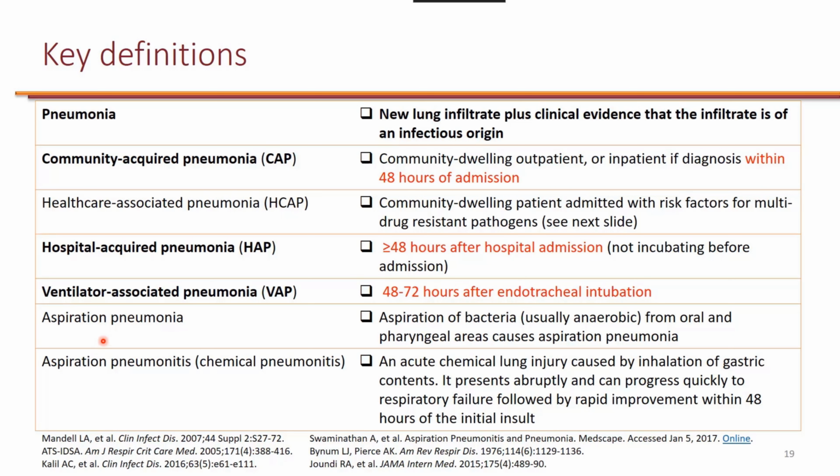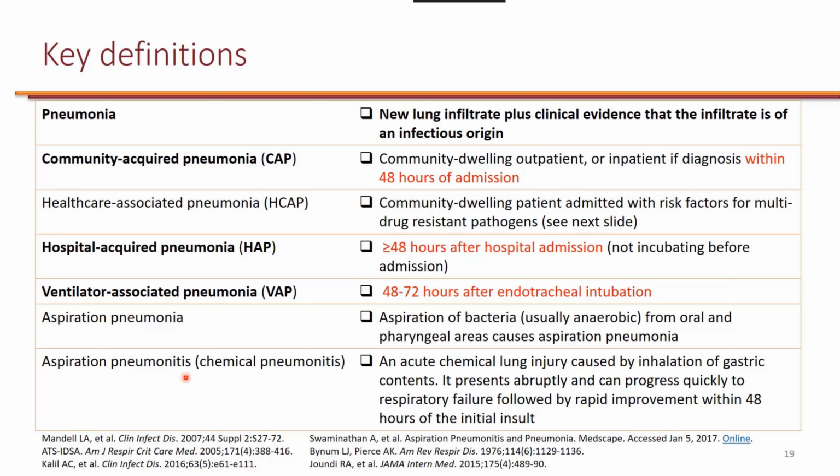There's also aspiration pneumonia. Anytime a patient aspirates oral flora and those flora make it to the lungs, it can actually cause aspiration pneumonia. And these are typically due to anaerobic organisms. And by anaerobic, we're talking about Prevotella or Peptostreptococcus and things like that. We are not referring to Bacteroides or Clostridia species.